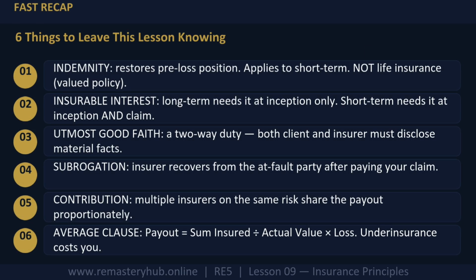Quick recap. 6 things. 1. Indemnity restores pre-loss position, not life insurance. 2. Insurable interest timing differs by policy type. 3. Utmost good faith is two-way. 4. Subrogation recovers from the at-fault party. 5. Contribution splits the claim between insurers. 6. The average clause formula and why underinsurance costs you money.